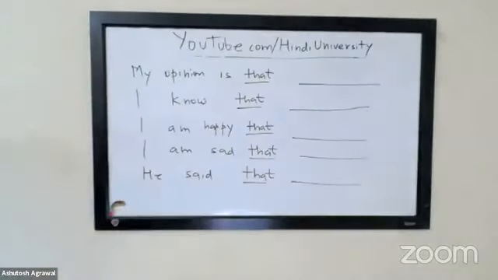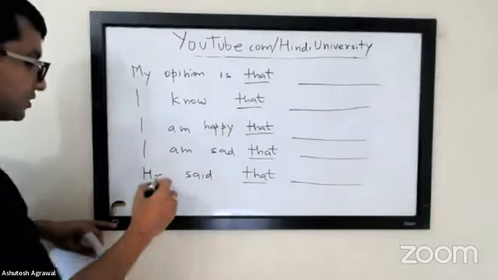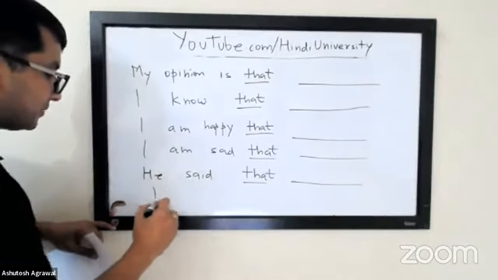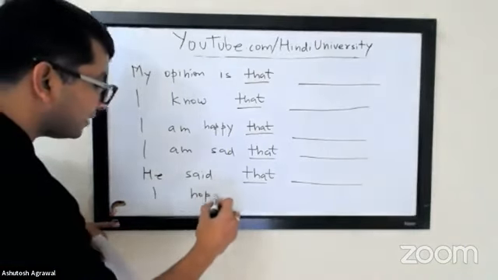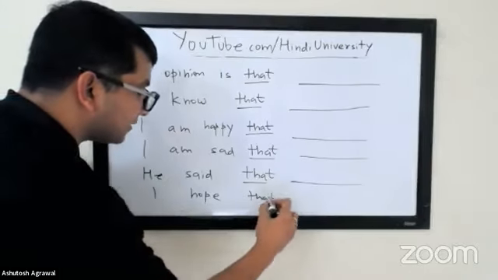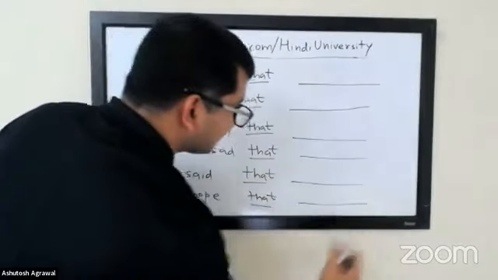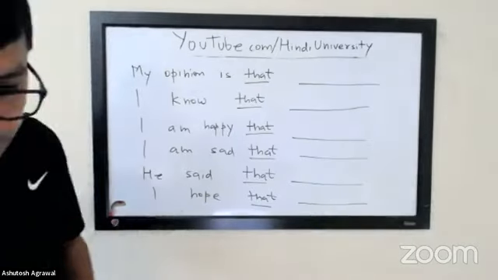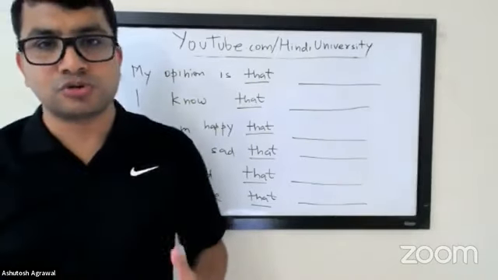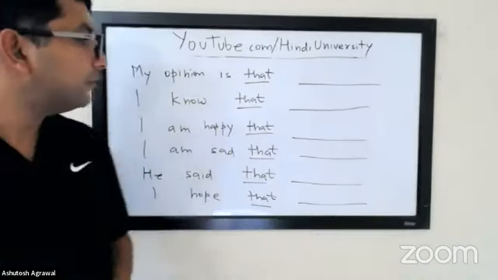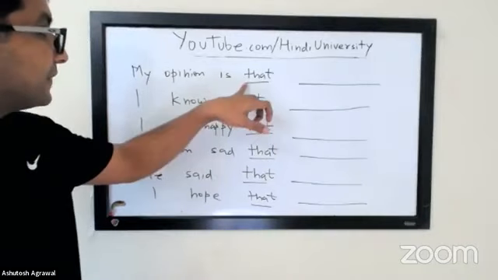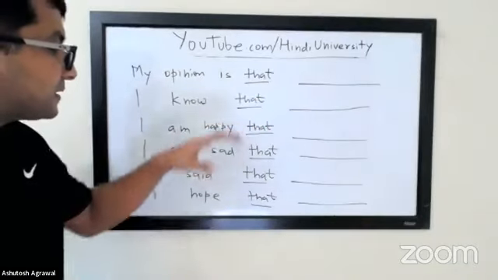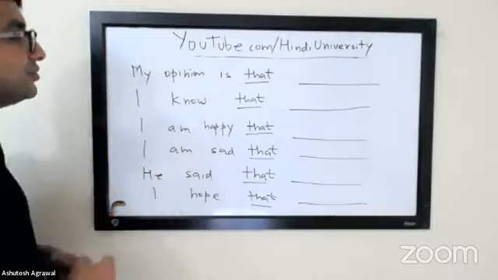These are the most common patterns where that is used, but it doesn't mean it's limited to them. I'm just giving you a template. Similarly, you want to say, I hope that your favorite team will win. So you can write them down. These are the most commonly used patterns where, just like in English, Hindi speakers use the conjunction ki.